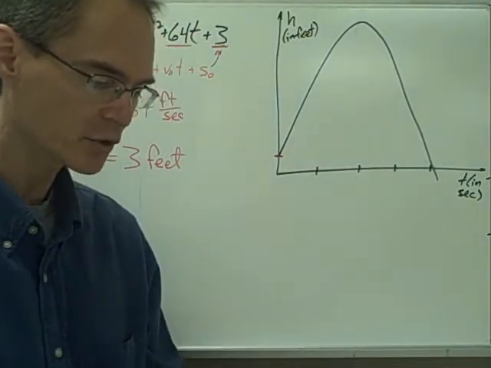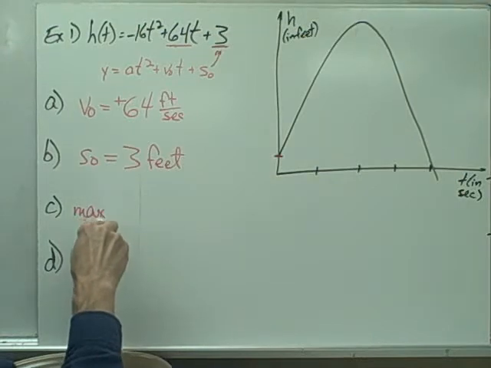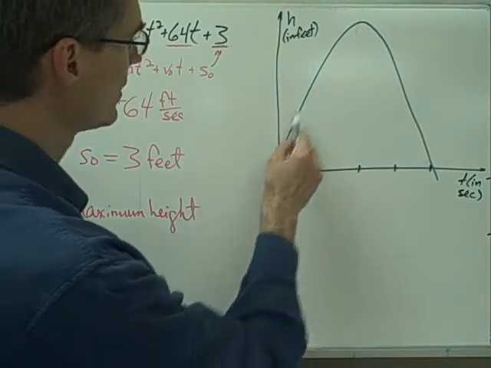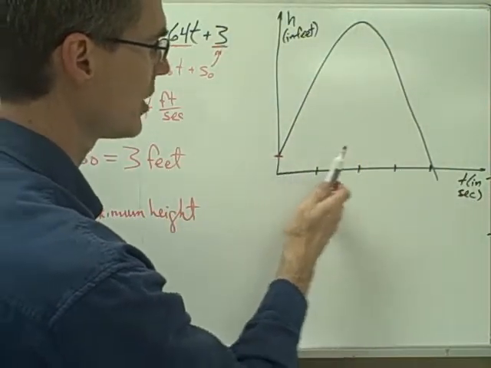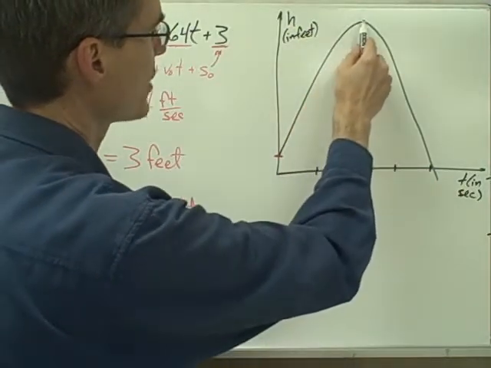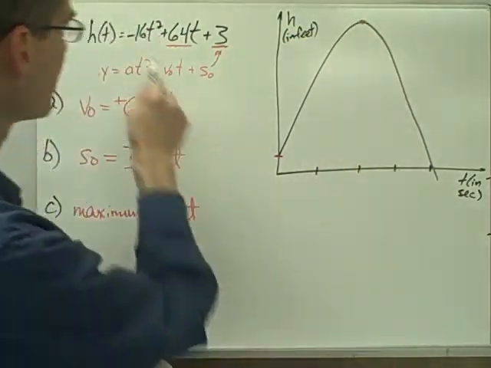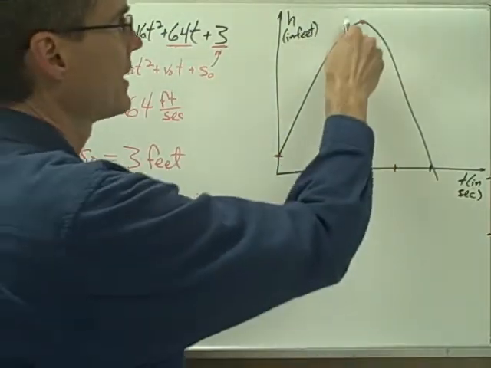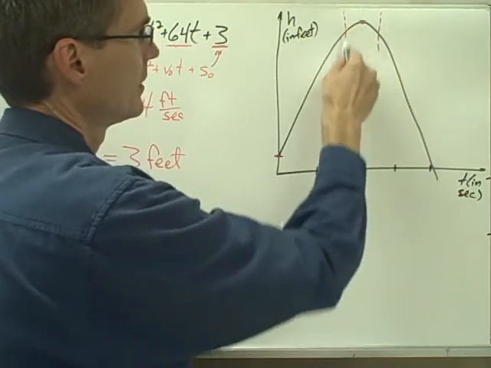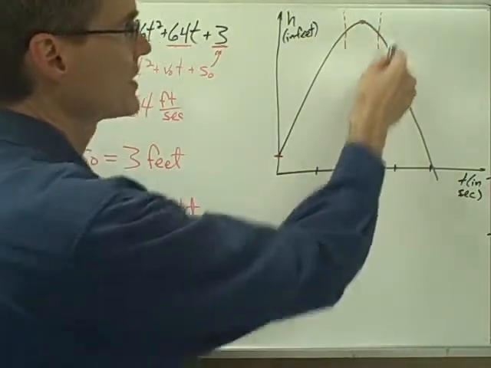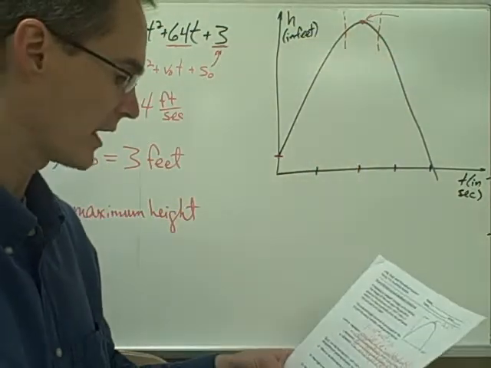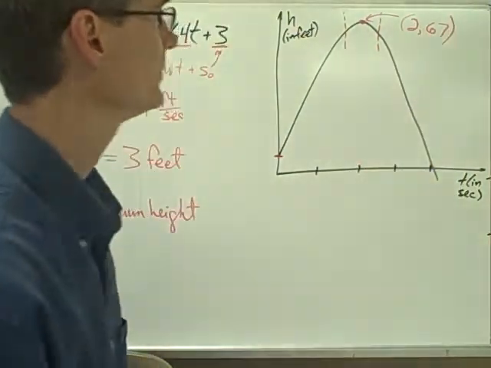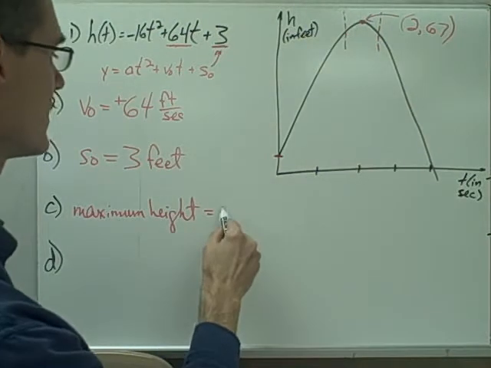Part C, how high does the ball travel in the air? In other words, what is the maximum height of the baseball? Well, since our graph here shows us the height of the baseball as a function of time, I can see that the baseball reaches its maximum height right here. And if I enter this function into my graphing calculator, I can use my maximum function on my calc screen. I give it a left bound, a right bound, and a guess point, and it's going to tell me that point right there on my graph. It tells me that point is (2, 67). And so I know that my maximum height is 67 feet.